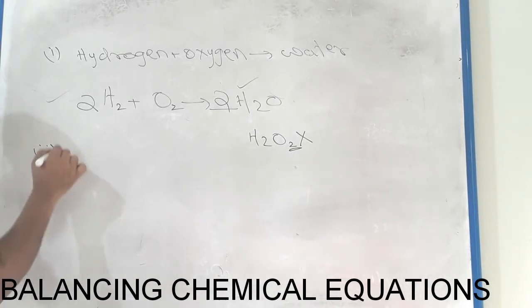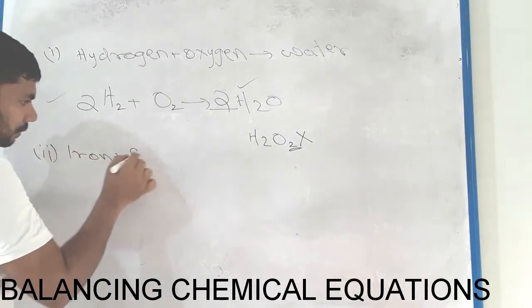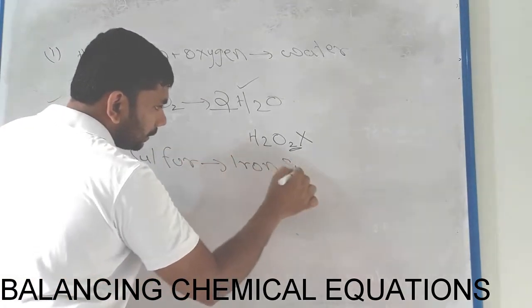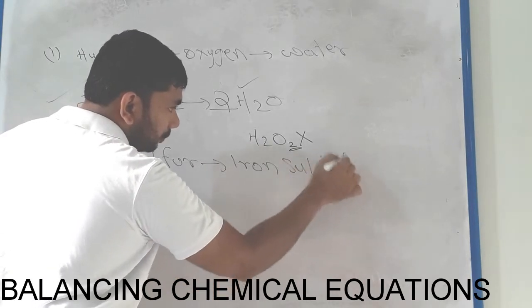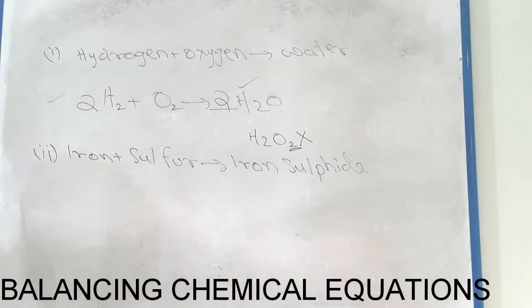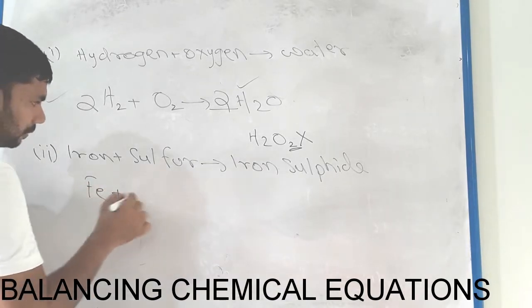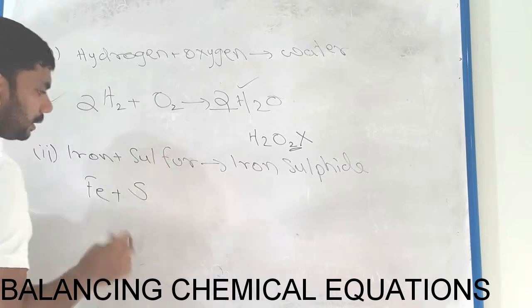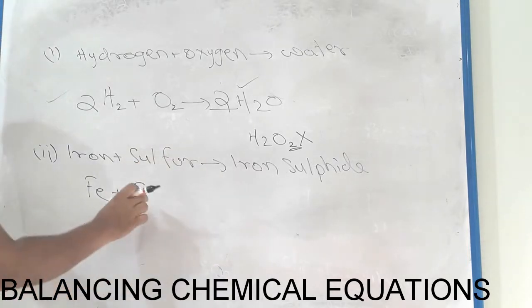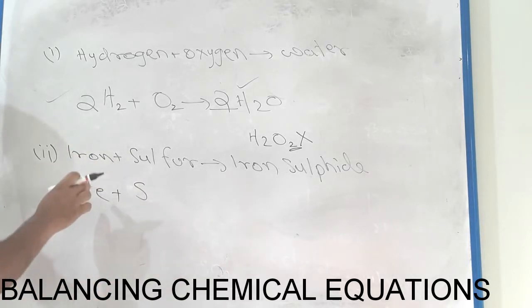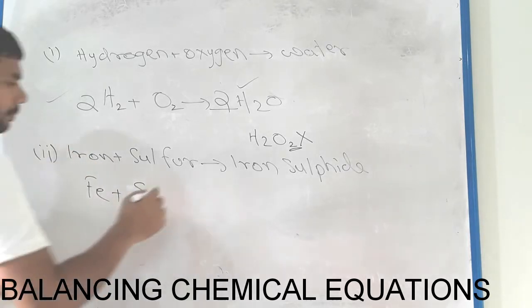Another one, the second one: iron plus sulfur giving iron sulfide. Okay, sulfide, not sulfur. Sulfide means sulfur with a charge, that is sulfide. Look here, iron is Fe, sulfur is S. Here sulfur is also monoatomic. Fe plus S.